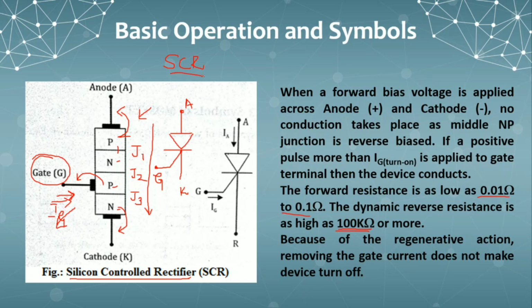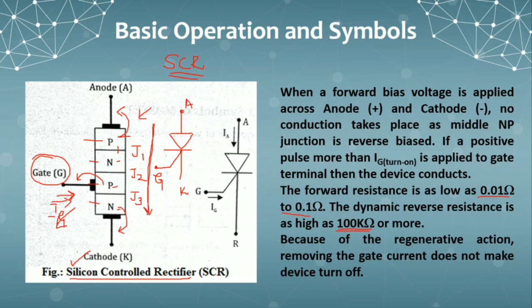Now let us define what SCR is. We understood how the SCR looks and a few properties of SCR. If I want to define SCR, I can say that SCR is a semiconductor device. First point, it is a semiconductor device made out of silicon. It has 4 layers, 1, 2, 3 and 4. It has 3 junctions, J1, J2, J3.